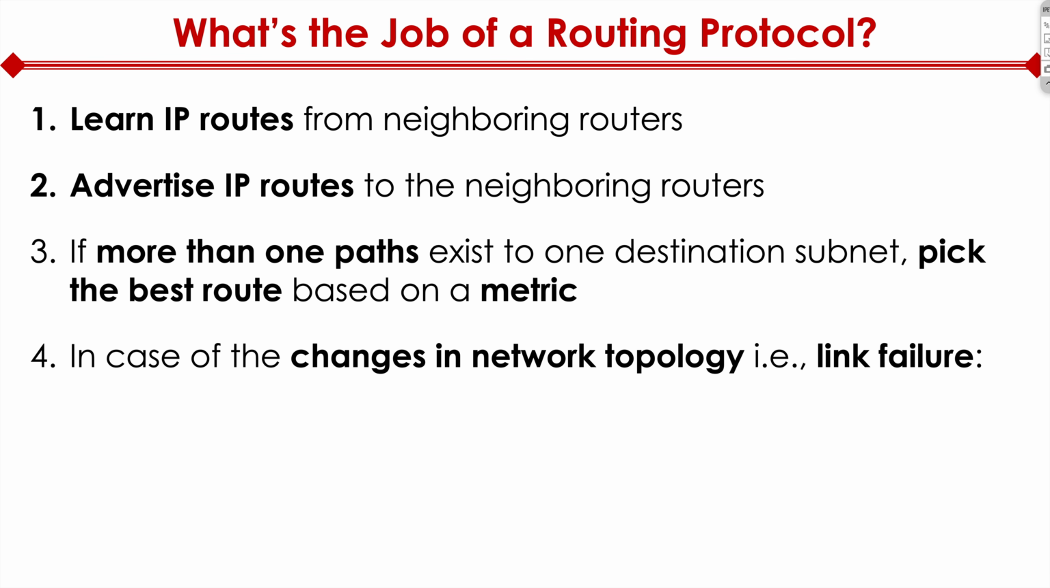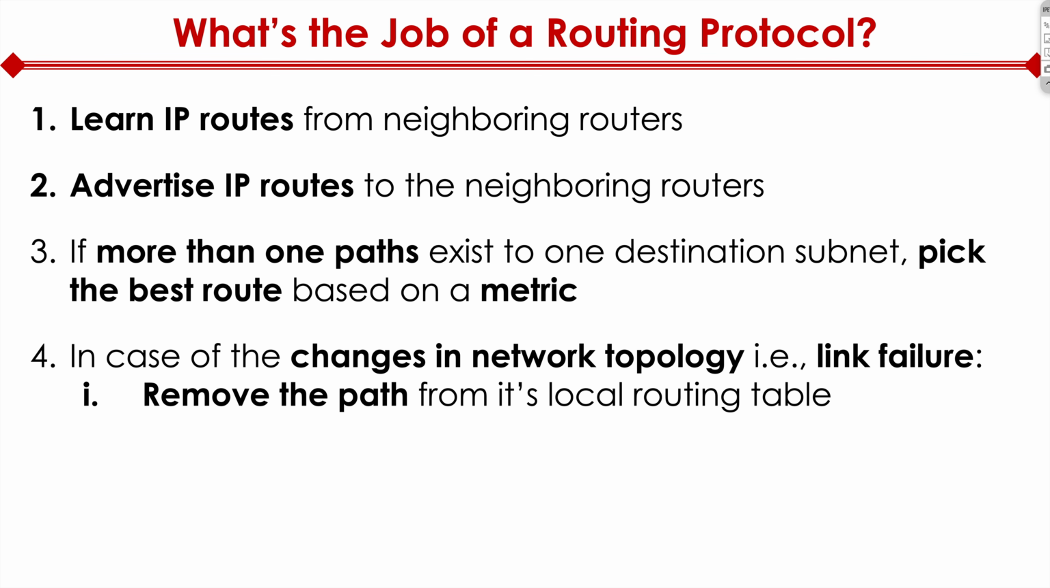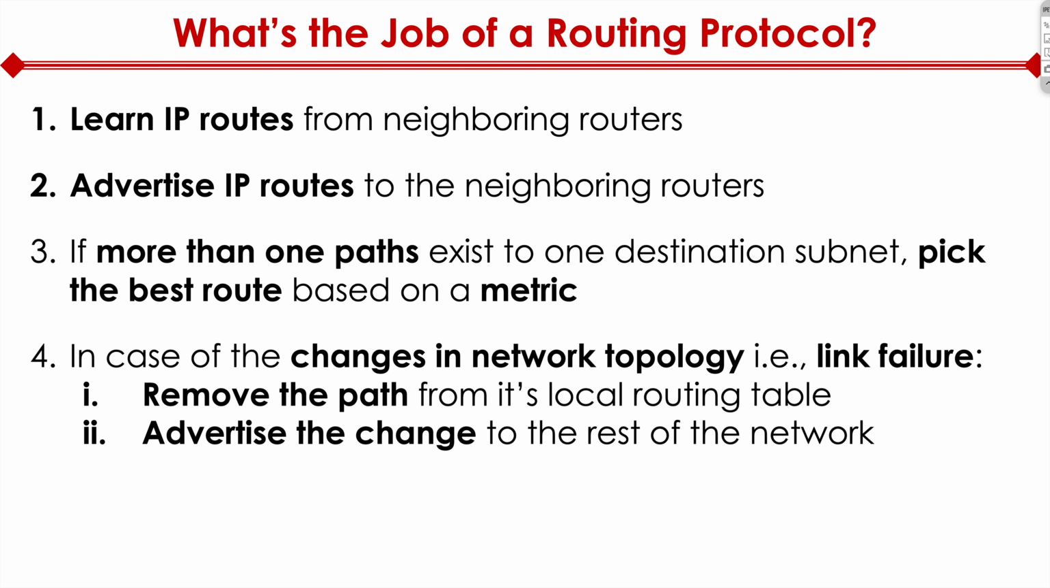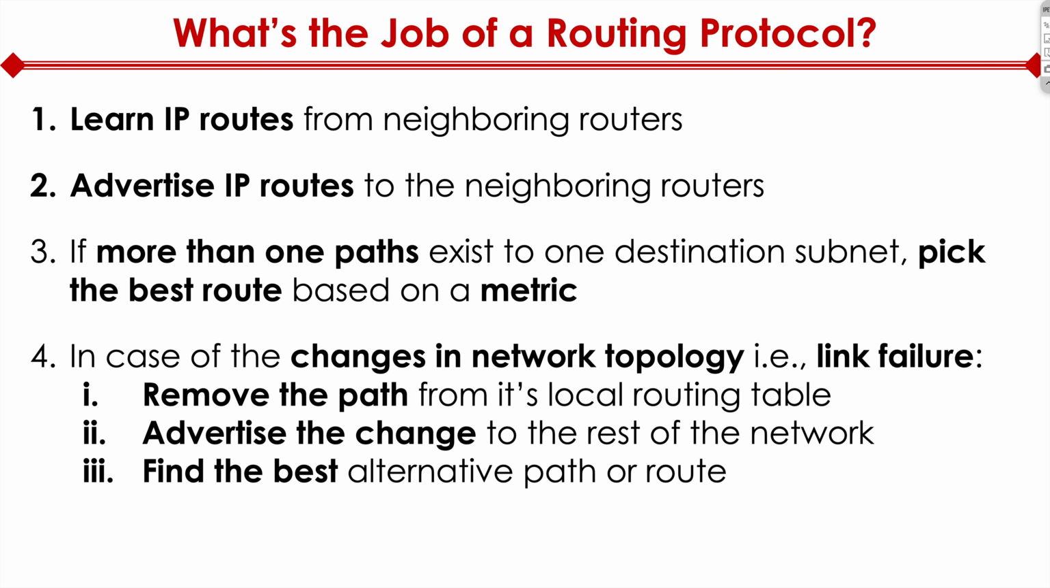If something changes in our network topology, meaning a circuit goes down or a link fails, an interface dies, we remove the path from our local routing table. That's what the routing protocol does. Then it advertises the change so everybody else in the network knows that, hey, this link went away. Don't use this path because it's dead. And instead, we look for an alternative path.